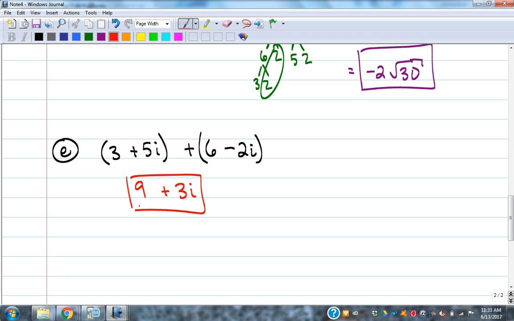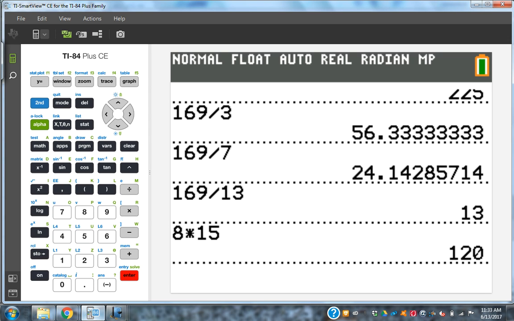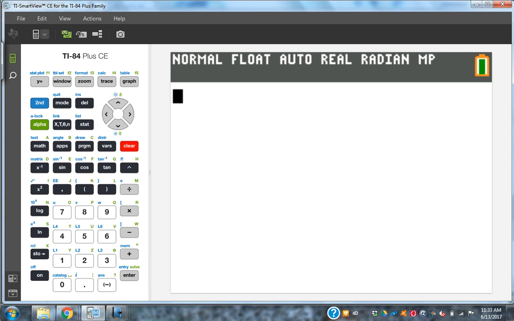Now, here's what can happen with this. If you're unsure of yourself, you've got a great resource. You got that graphing calculator. It'll do the adding and subtracting of complex numbers and the multiplying of complex numbers for you. To get it to do that, you put your numbers in there. You do 3 plus 5, and to get the i, you press second and then the decimal point down at the bottom.